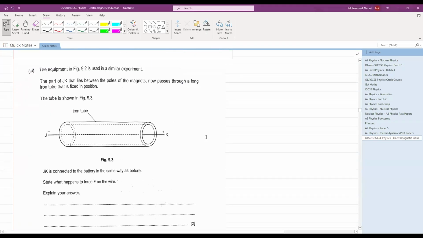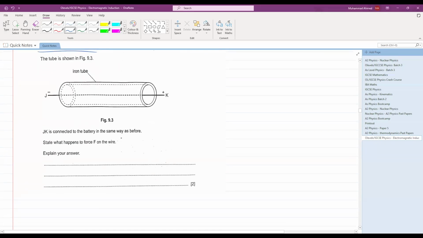The equipment in figure 9.2 is used in a similar experiment. The part JK that lies between the poles of a magnet now passes through a long iron tube. Okay. That's a problem. Why? Because iron will absorb all of the magnetic field lines and no magnetic field lines will pass over the wire. The tube is shown in figure 9.3. JK is connected to the battery in the same way as before. State what happens to the force on the wire. The force on the wire will become zero because all the magnetic field lines are shielded by this iron tube.